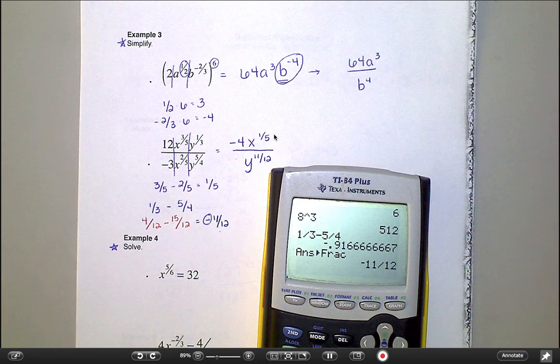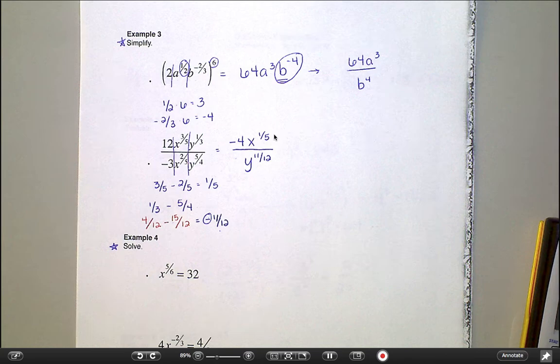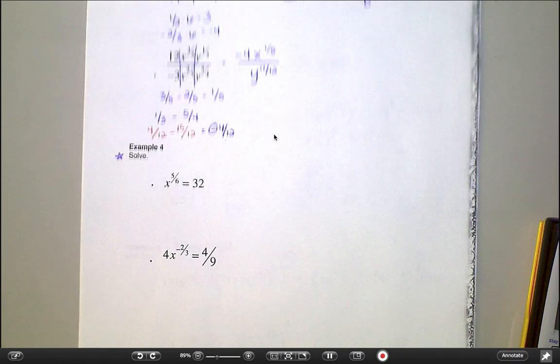Okay, so that's if you have the calculator available to you. Again, I would say something like this is fair game to be asked of you without a calculator. So make sure that you follow how to do those even if you don't have a calculator. Okay, on to example 4.